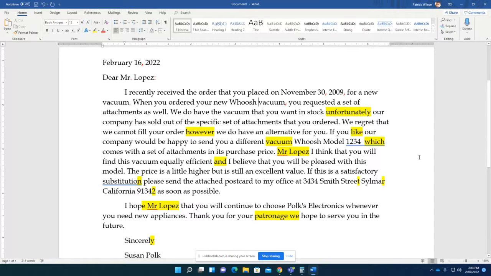If we go on to the third sentence, we do have the vacuum that you want in stock. Unfortunately, our company has sold out of the specific set of attachments that you've ordered. I highlighted unfortunately because it's one of those transitional words. Remember, if you use a transitional word like unfortunately, however, in addition, at the beginning of the sentence, you usually need a comma after the word. But because we're using it in the middle of the sentence, you really need to punctuate it with a semicolon first and then a comma after the actual word.